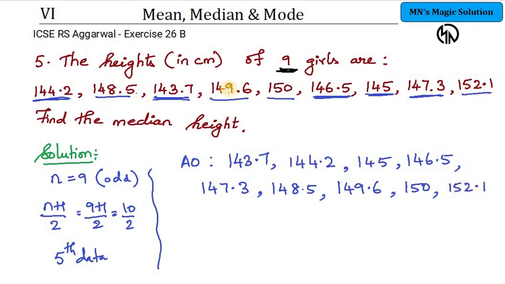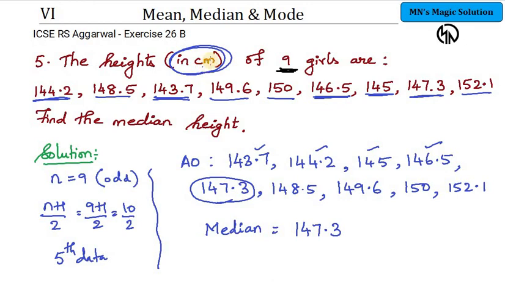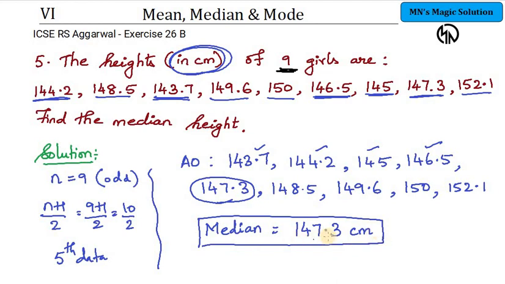So all the data I have underlined means I have brought everything here. 1, 2, 3, 4, 5, 6, 7, 8, 9. So totally 9 data I have here. So which is the median? Median is nothing but the 5th data. Which is the 5th data? 1, 2, 3, 4, and this is the 5th data. So median is 147.3. And the data is given as height in centimeter. So you'll write the unit as centimeter. So the median for this set of data is 147.3 in centimeter.